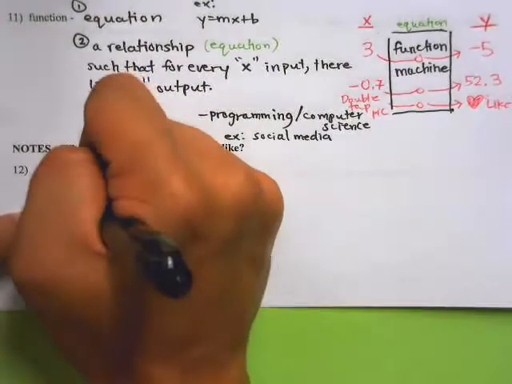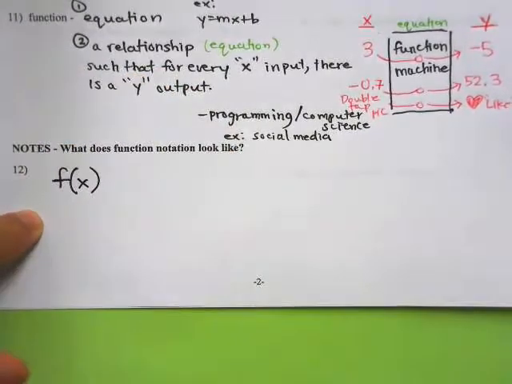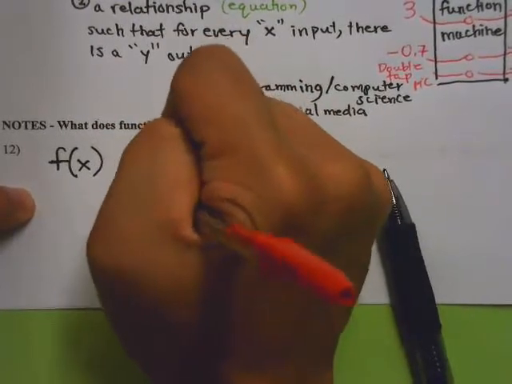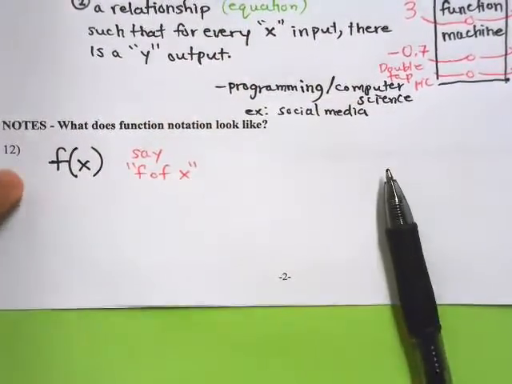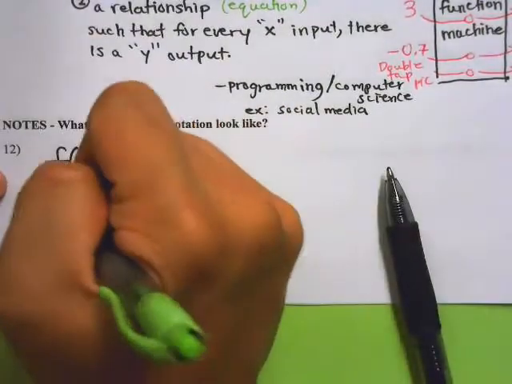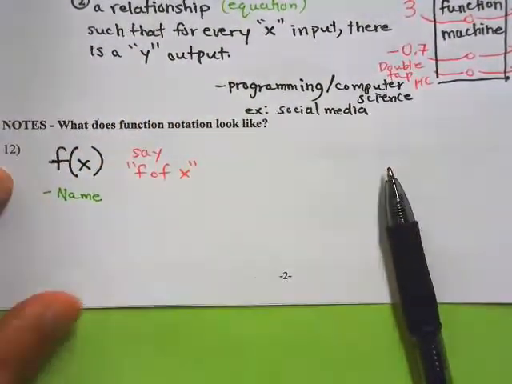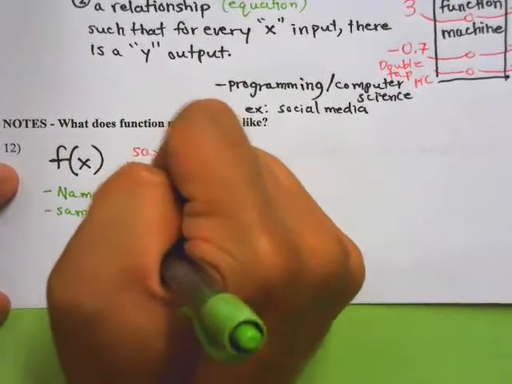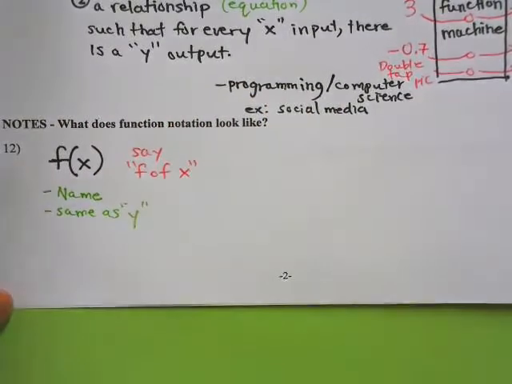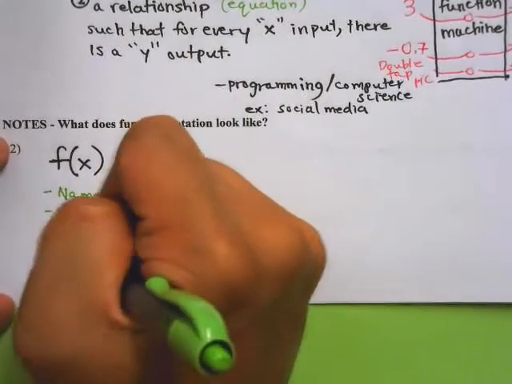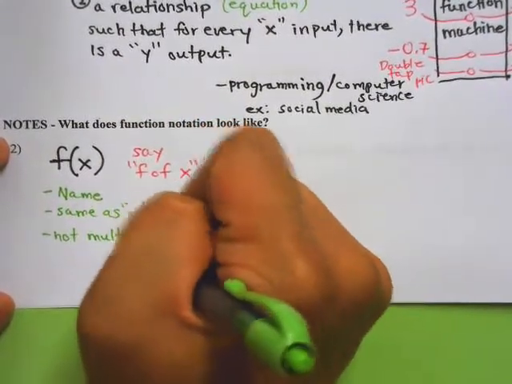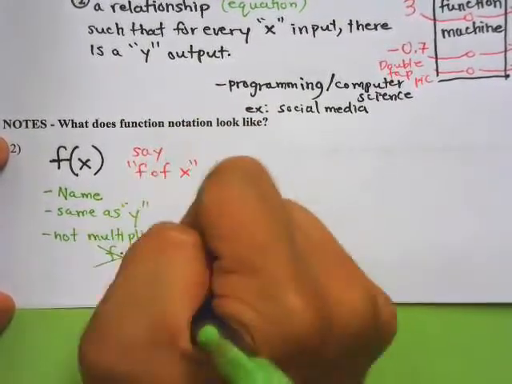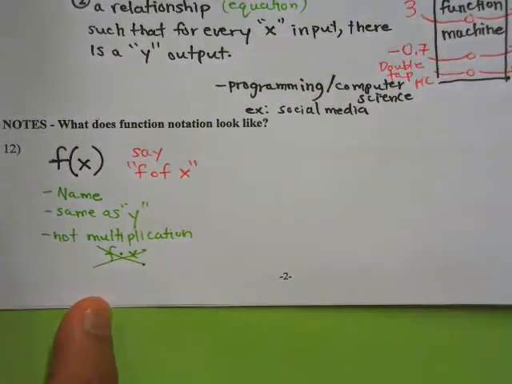What does function notation look like in algebra? So this is your most basic function notation, f of x. So you say f of x, okay? This is a name. This is the name of a function. Okay? It's pretty much kind of like saying y, same as y, like y equals. Okay? This is not multiplication. This is not f times x. No, no. Okay, so this is f of x.